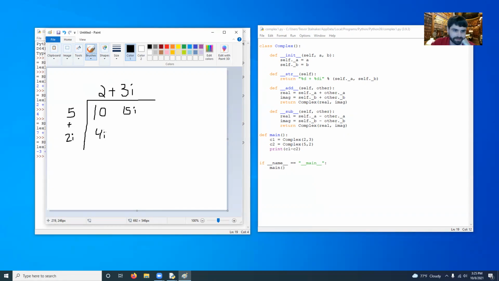Got to grab that i. And 3 times 2 is 6. And now we have 2 i's. So we have i squared. So this whole thing is 10 plus 15i plus 4i plus 6i squared.